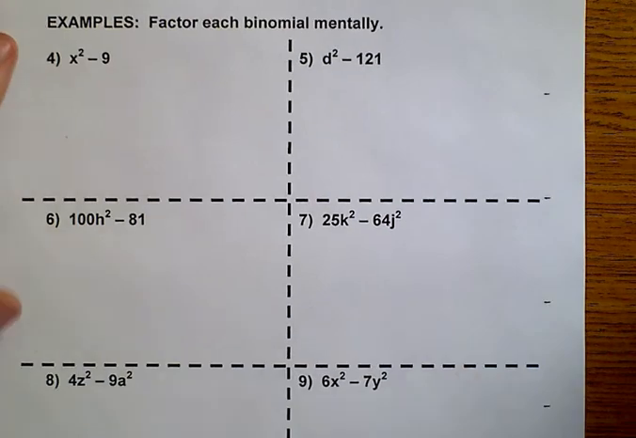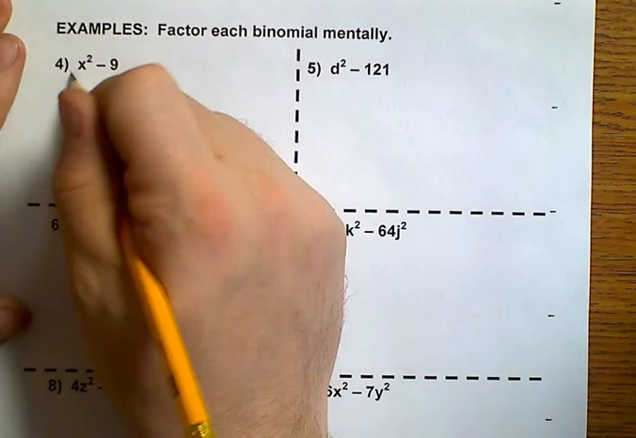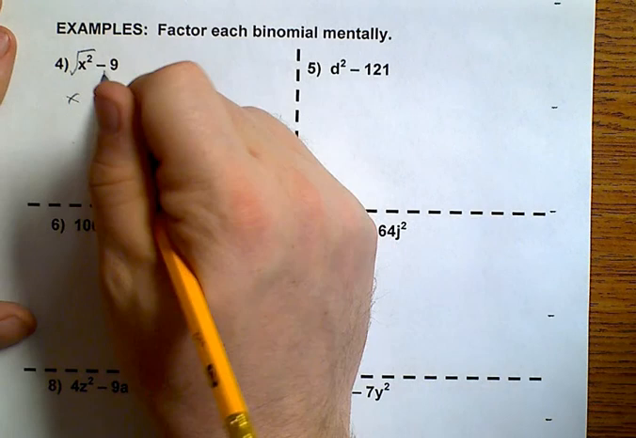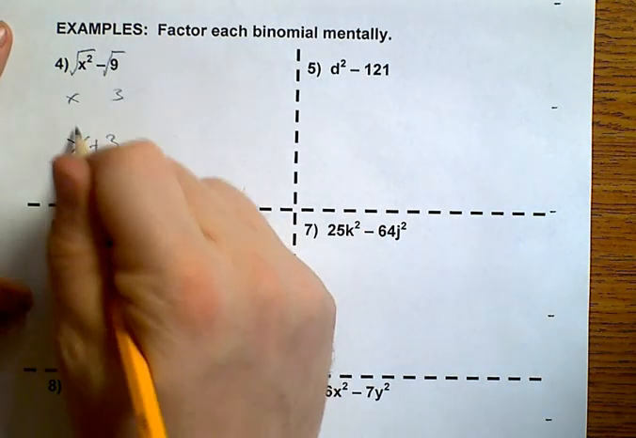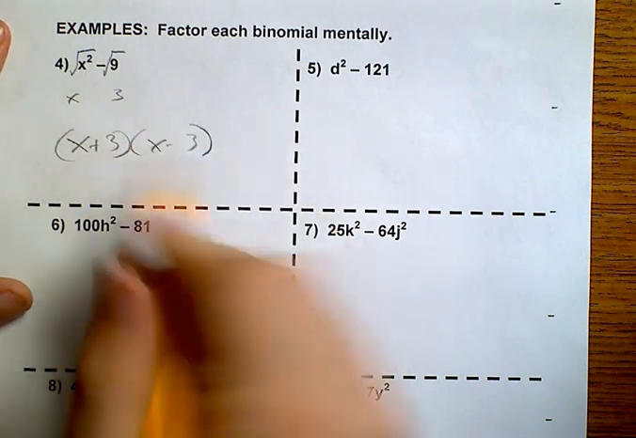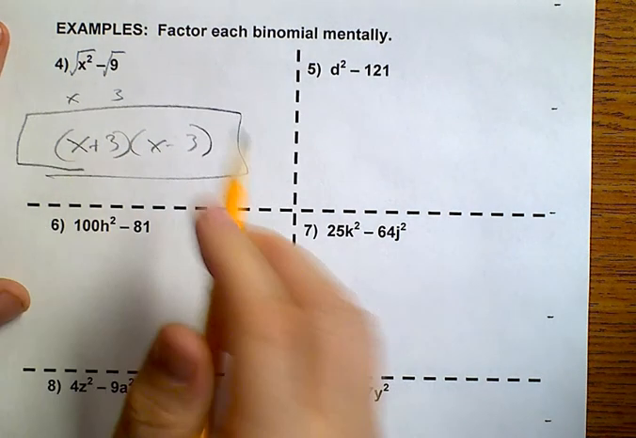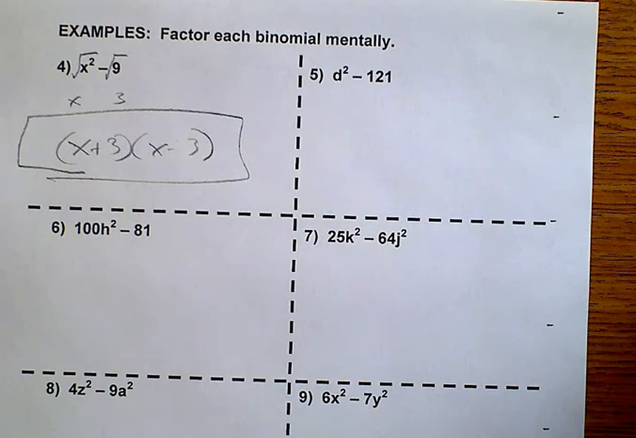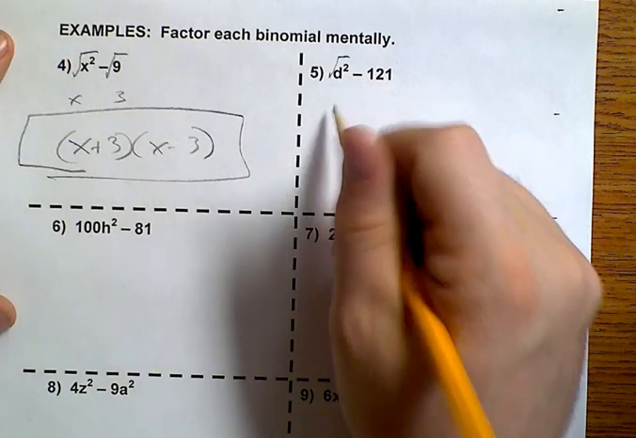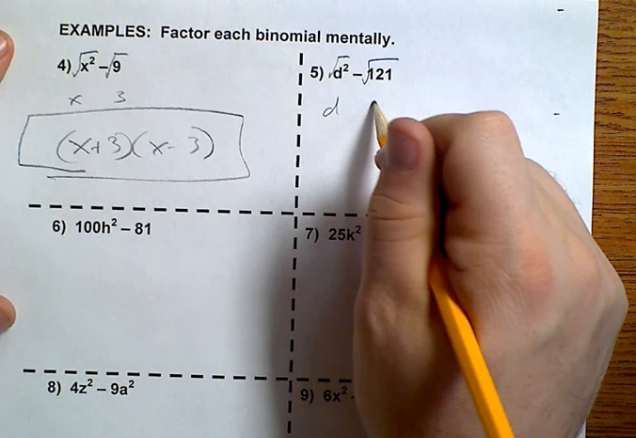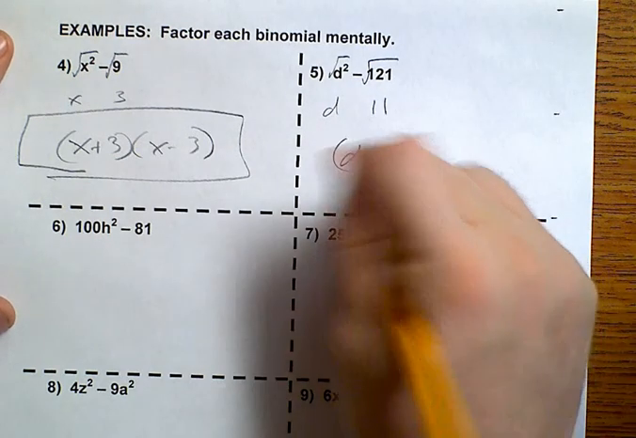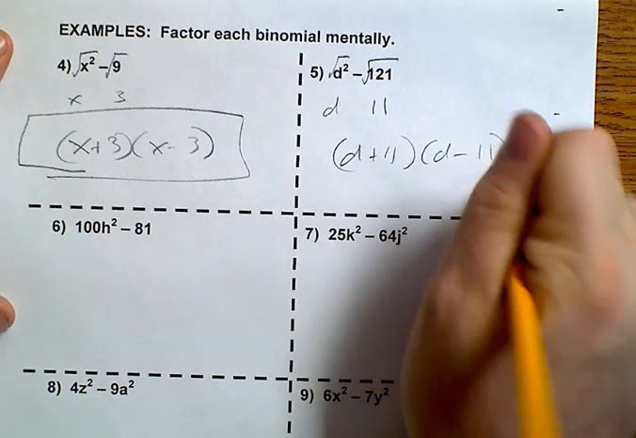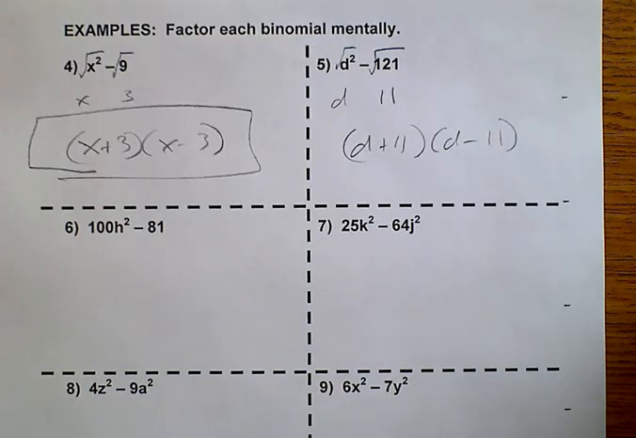So if we take a look at this, well, the square root of x squared is x. The square root of 9 is 3. So it's x plus 3, x minus 3. Very simple. The square root of d squared is d. The square root of 121 is 11. And so it's d plus 11, d minus 11. Go ahead and pause the video, see if you can answer any of these, and then start it back up again to double check.